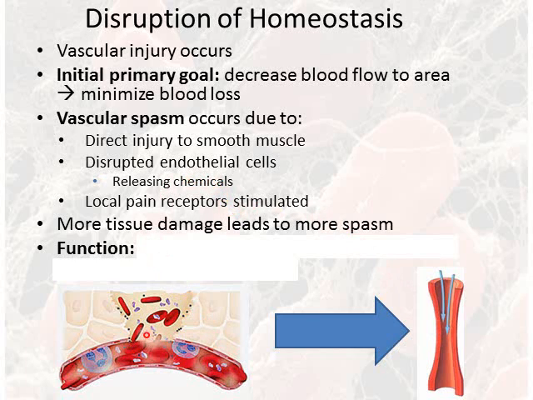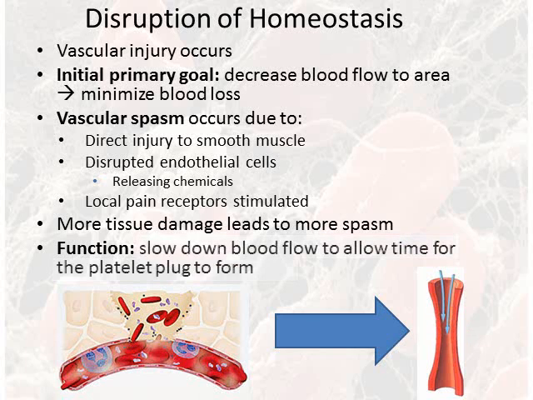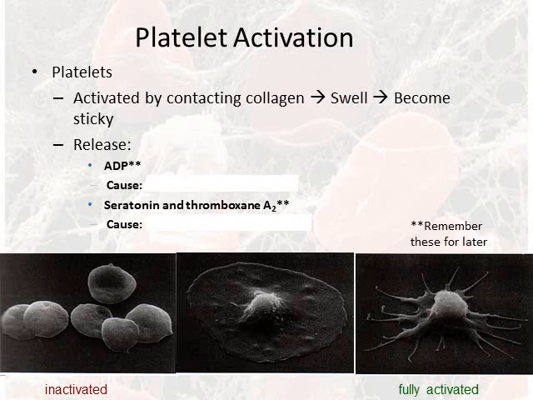Also, those endothelial cells that got destroyed are releasing all the contents of their cells. That's going to also lead to more spasm, also lead to pain receptors being stimulated, which also leads to more spasm. So the more tissue damage you have, the more spasm, the more vasoconstriction. All of that is leading to slowing down blood flow to the area, and this allows us time to start forming a platelet plug as well as a blood clot.